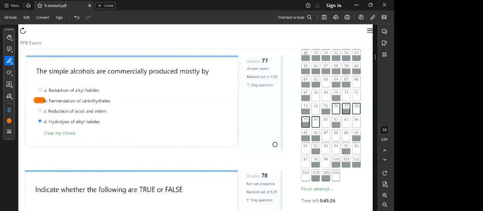Indicate whether the following are true or false. Hydration of alkenes. Yeah, it will give you alcohol, but that's not the main way of commercially producing alcohol. But hydration of alkenes does give alcohol.